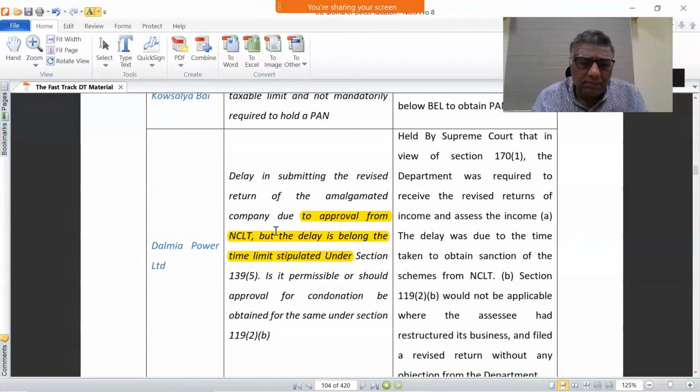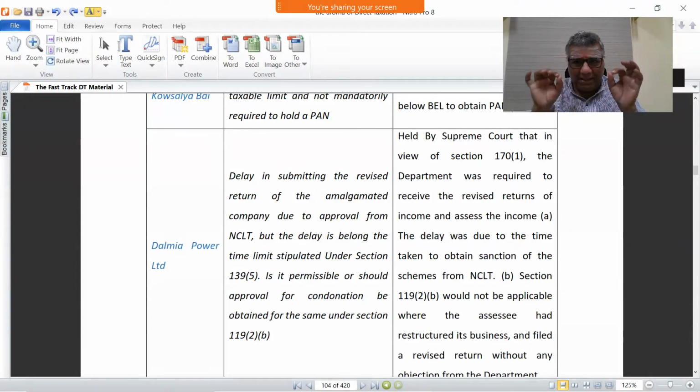Delay in submitting the revised return of the amalgamated company. Please understand. X Limited amalgamates with Y Limited.